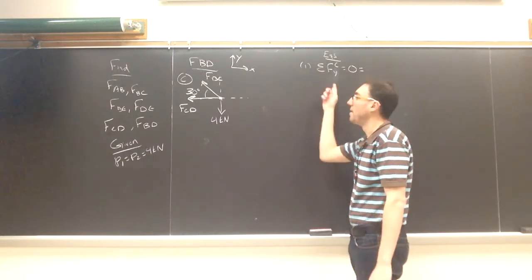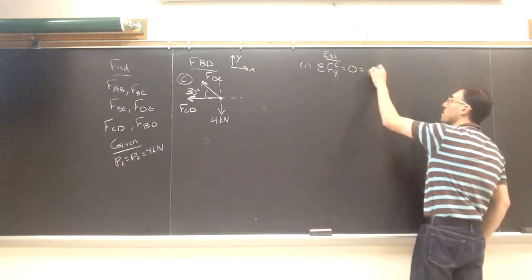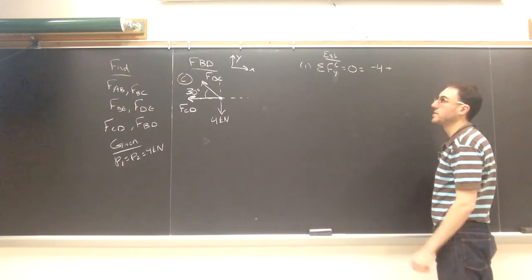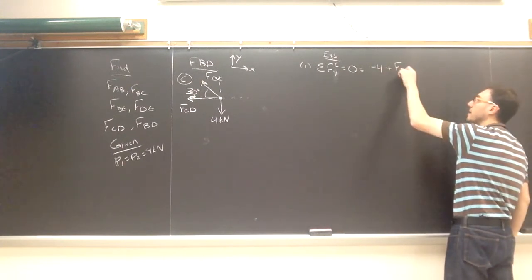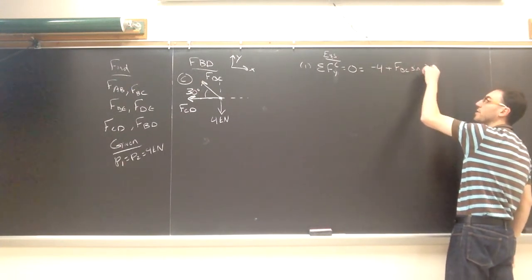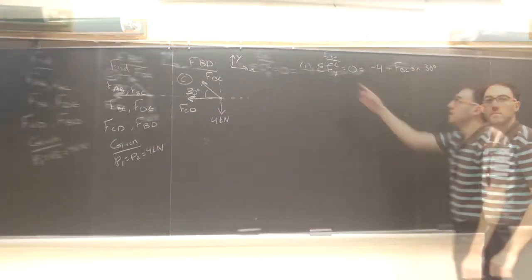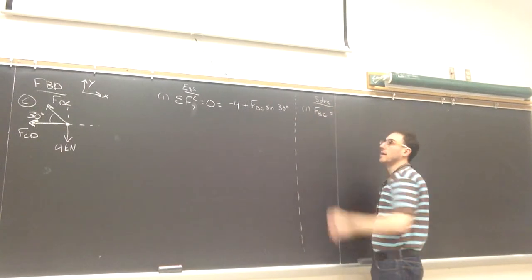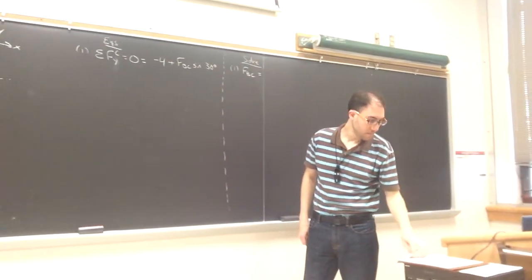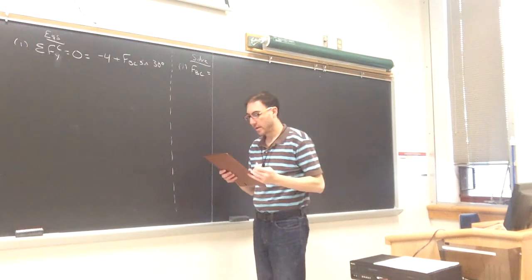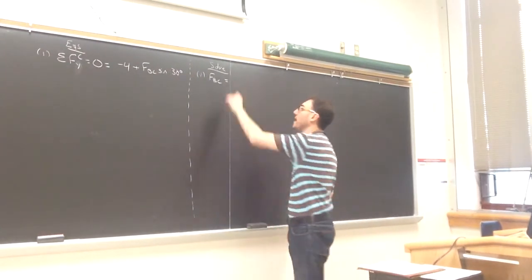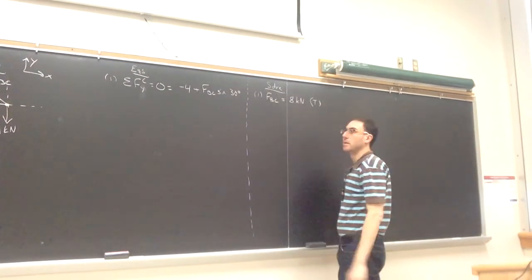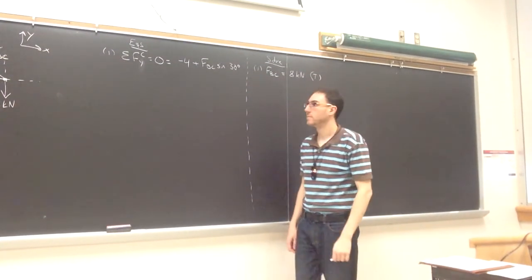But if I start with y, I'll have negative 4 plus FBC sine 30 degrees. So from equation 1, my only unknown is FBC, and I can solve for it right now. For BC, I'll get a positive 8 kilonewtons, meaning that it's in tension.